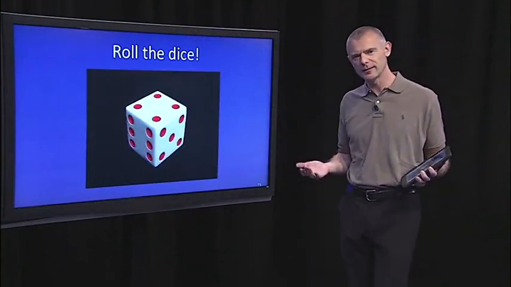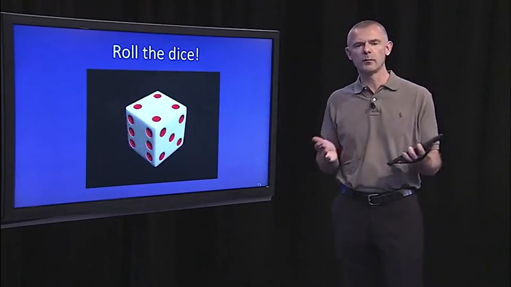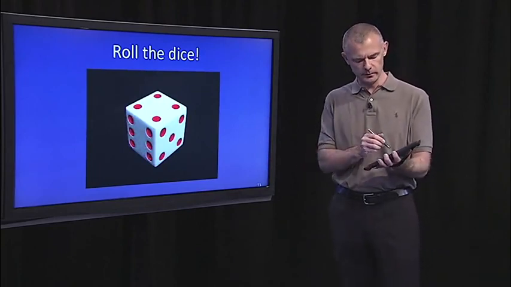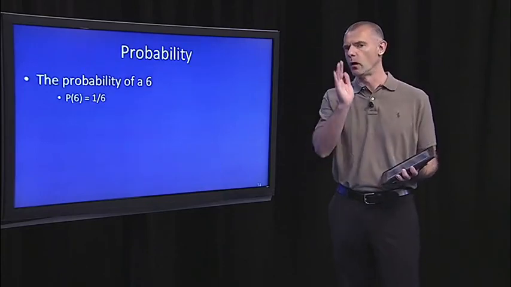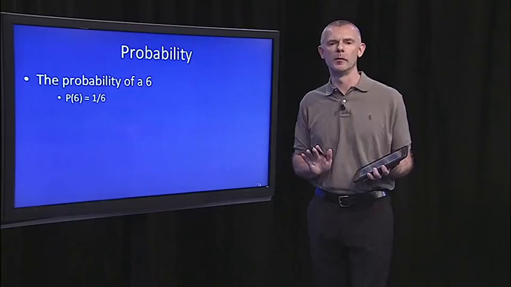So say we want to roll the dice. I often use cards for this, but this is a nice big graphic. Say we just roll one die. What's the probability of getting a 6? Well, that's real easy. There's one way that can happen. There are 6 possible outcomes, so the probability is 1/6. That's all we need to know about probability for now.